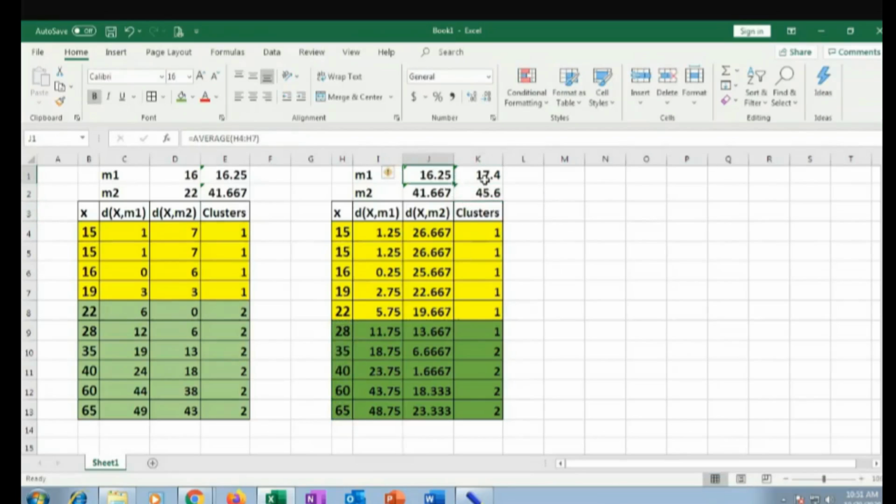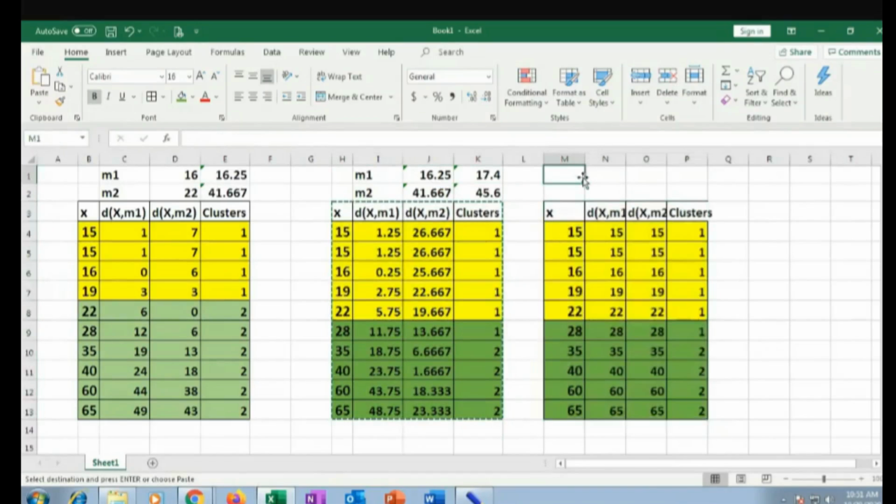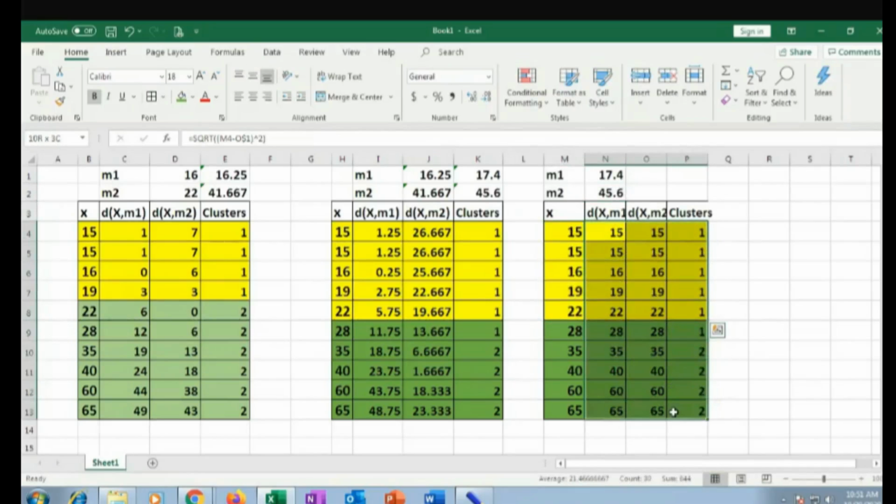Again the cluster centroids have changed, from 16.25 to 17.4 and 41.6 to 45.6. Again the same thing. I'll just copy this on this side. Then m1 is equal to how much? 17.4, and m2, the centroid of the second cluster, is 45.6. Other than this, I'll delete everything.